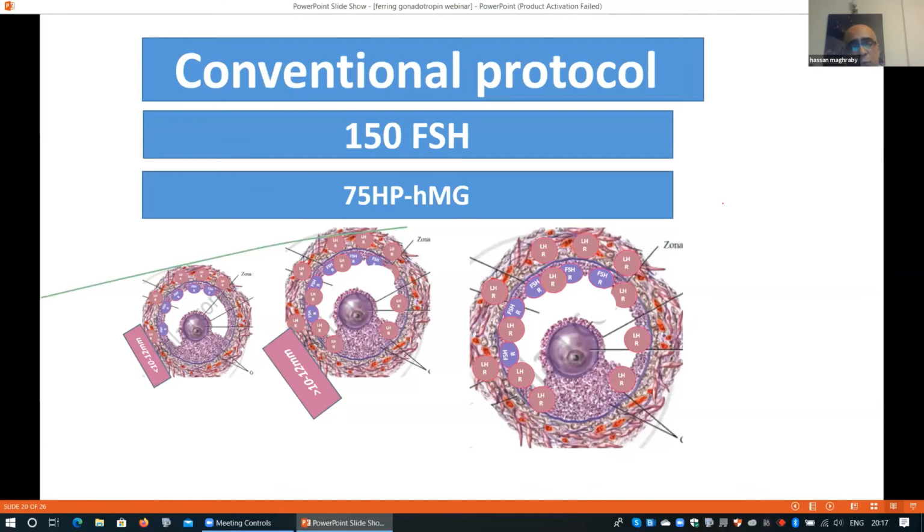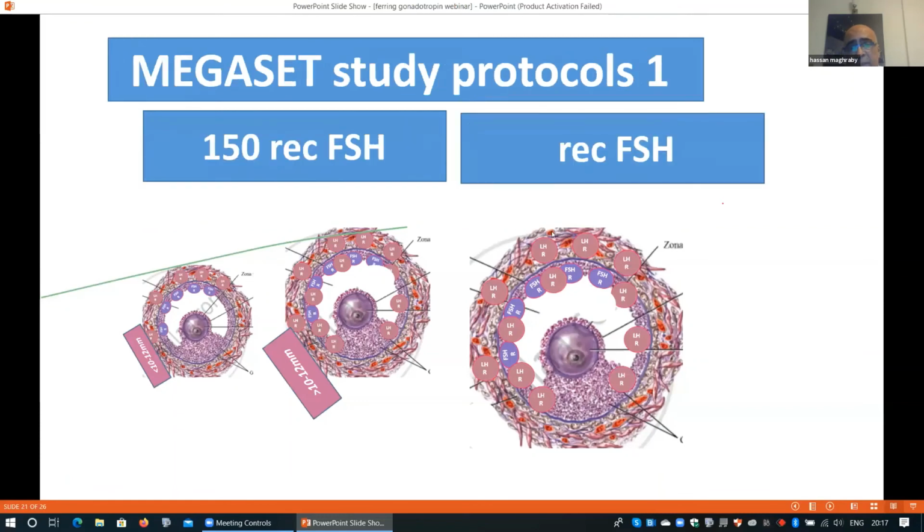The conventional protocol used to be FSH and highly purified HMG all over. And in the MEGASET study, the protocols were protocol 1, FSH till day 6, then individualized FSH doses, or highly purified HMG till day 6, then individualized highly purified HMG. So in the MEGASET studies, it is one protocol all through, there is no variation of the protocols or the compound between day 6 and the others.